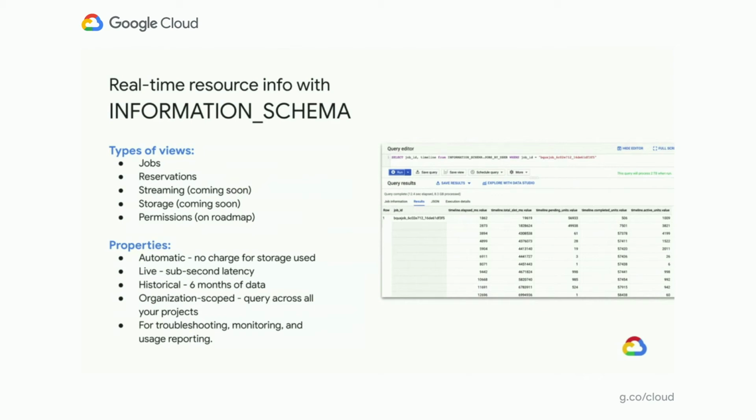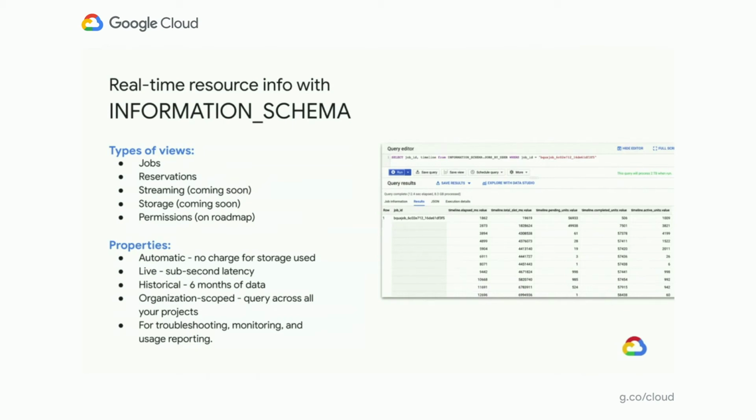So some of the benefits of information schema that we provide, well, for one, it's just automatically managed by us. It's the data that we provide for you, and we don't charge you for the storage. So that's really nice. It's just there, and you can start using it. It's live, right? So this is consistent sub-second latency of information that's provided to you. It's also historical, so we get up to 6 months of historical information in these tables automatically free of charge.